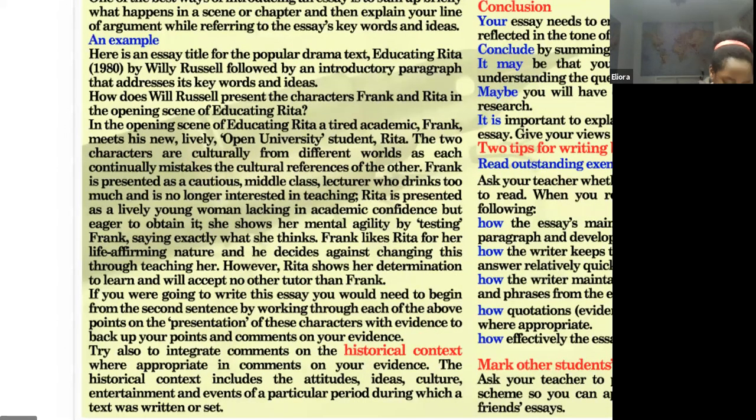All right, so this particular example that Eliora just read out was a good example. It was based on a popular drama text, Educating Rita in 1980, which was by Willie Russell, and it was followed by an introductory paragraph that addresses its keywords and ideas. So you just go straight into it, but in a sense whereby you're only introducing the concept. So how does Willie Russell present the characters Frank and Rita in the opening scene of Educating Rita? Well, in the opening scene of Educating Rita, a tired academic Frank meets his new, lively Open University student Rita.